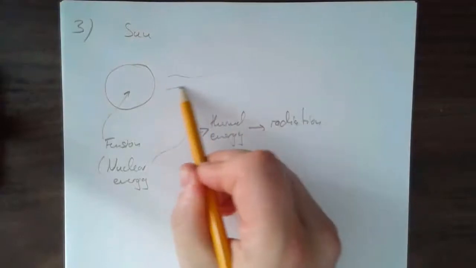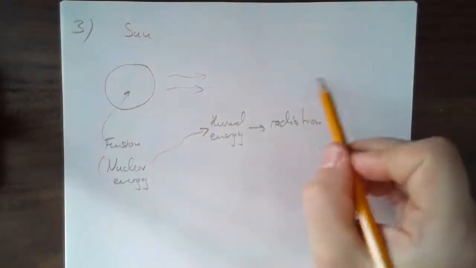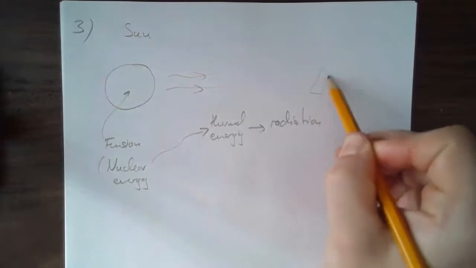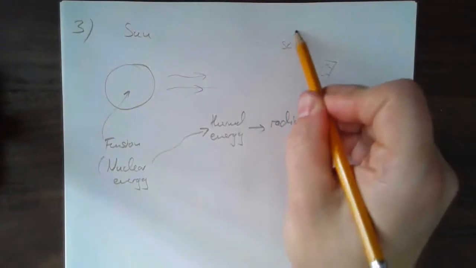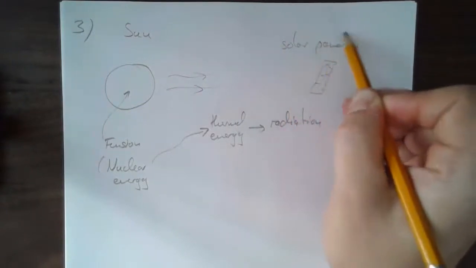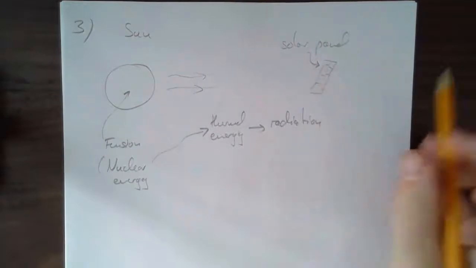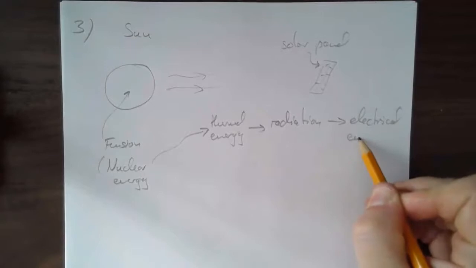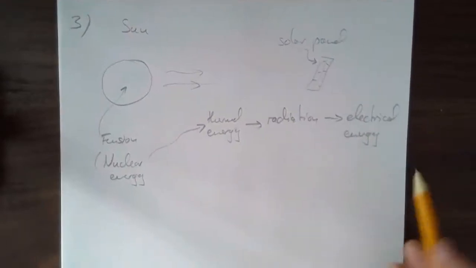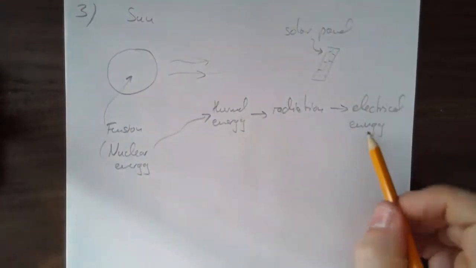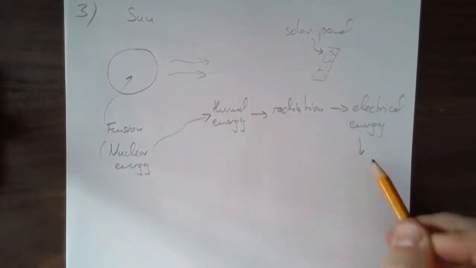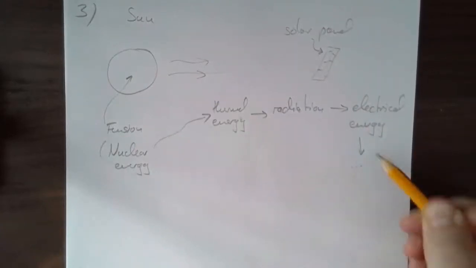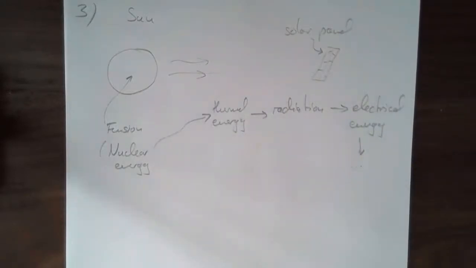Maybe that radiation hits some kind of solar panel. Here's a solar panel. Maybe you have some satellite. Right, so this is a solar panel. The radiation is converted into electrical energy. Maybe the electrical energy charges a battery, right? And the battery would be potential energy, or maybe it powers some kind of engine. Whatever happens next, so there's again this process of gradual conversion.